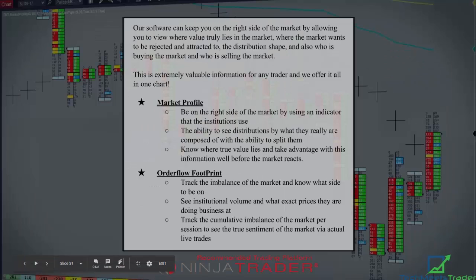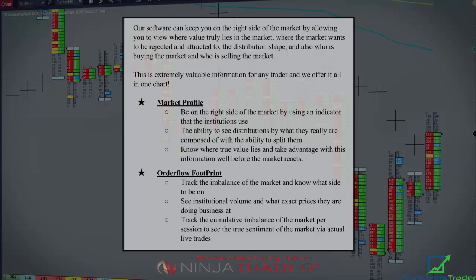Our software can keep you on the right side of the market by allowing you to view where value truly lies in the market, where the market wants to be rejected and attracted to, the distribution shape, and also who is buying and who is selling the market. This is extremely valuable information for any trader, and we offer it all in one chart.